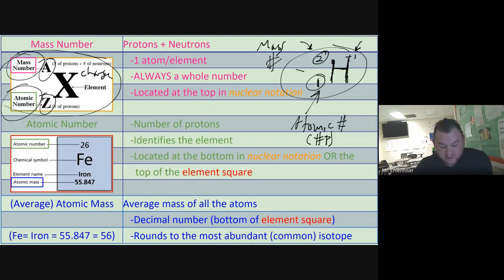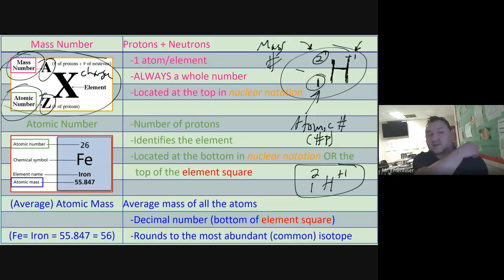So let's rewrite that. 2, 1, H plus 1. So that would be a nuclear symbol for a hydrogen atom with 1 proton, 1 neutron, and actually it would have no electrons because it's got a positive 1 charge, which means it has 1 extra proton than electrons, right?